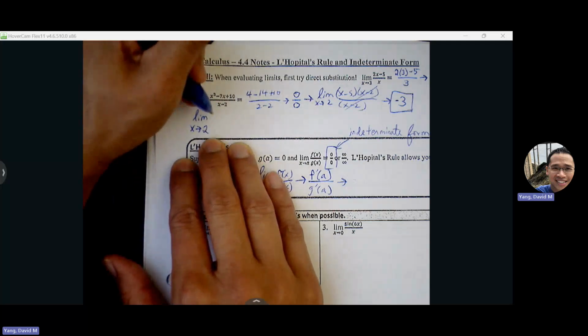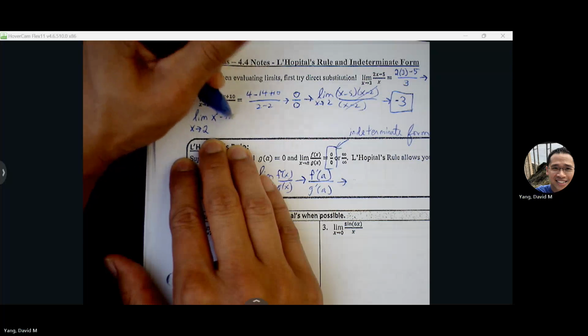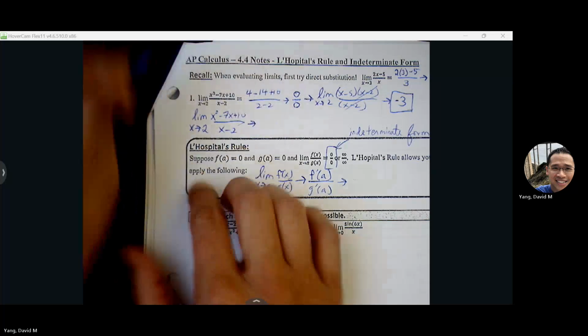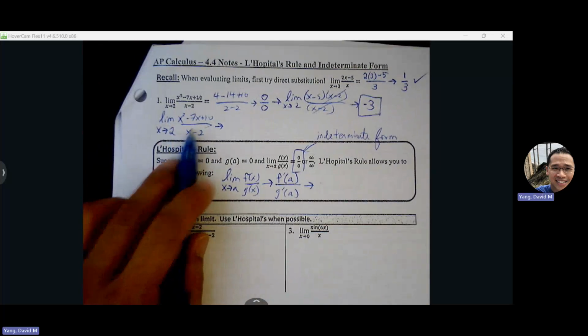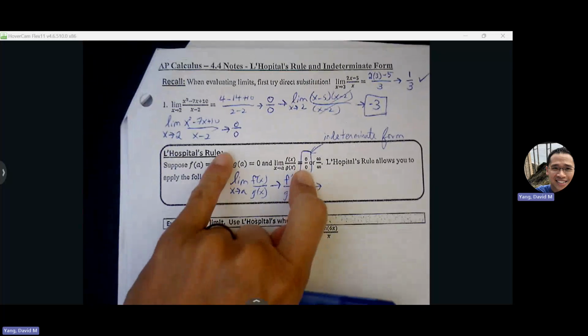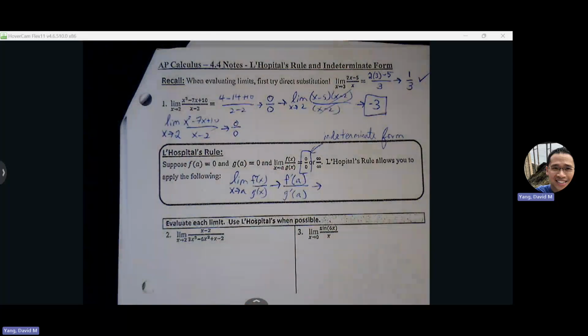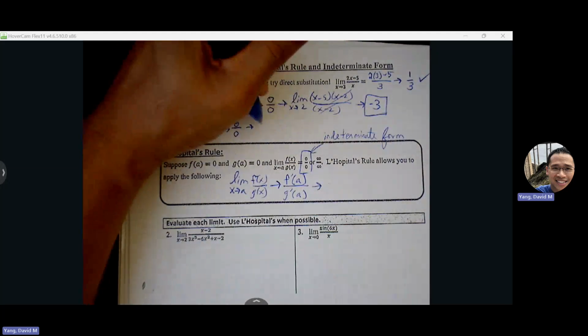So let's approach this problem again using a different method. So same problem as example 1. I'm just putting it slightly below it. First thing we do, direct substitution, we get 0 over 0. Now, this is the only time, other than infinity over infinity, that you are allowed to go through L'Hopital's rule. Okay, we don't want to jump into this process until we've confirmed that direct substitution gives us 0 over 0.